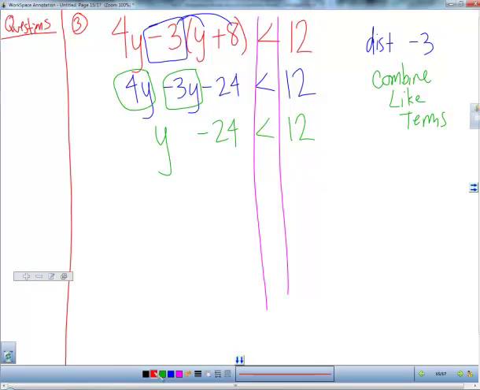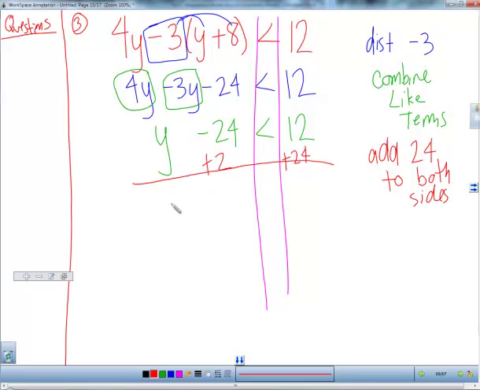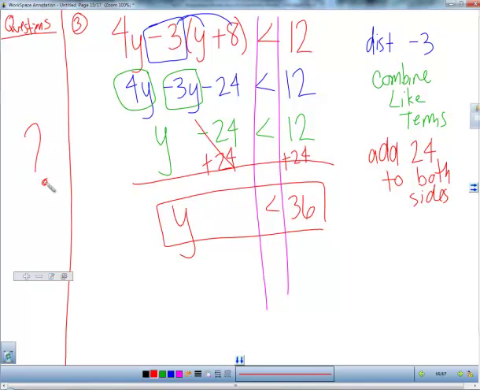My next step is going to be adding 24 to both sides. So whenever I do that, I'm going to put over here, add 24 to both sides. After I do that, those cancel. I get y is less than 12 plus 24, which gives me 36. So my final answer is y is less than 36. Again, if you have questions for me, please write those over here.